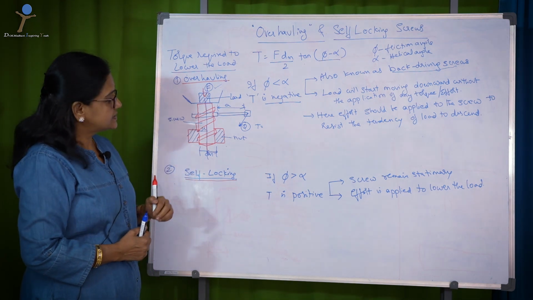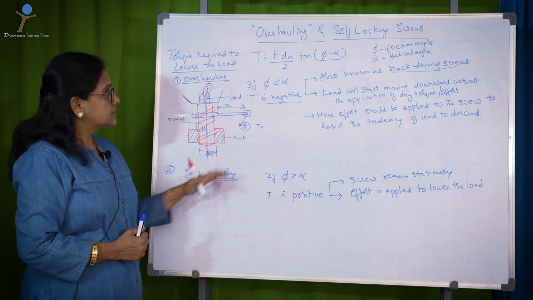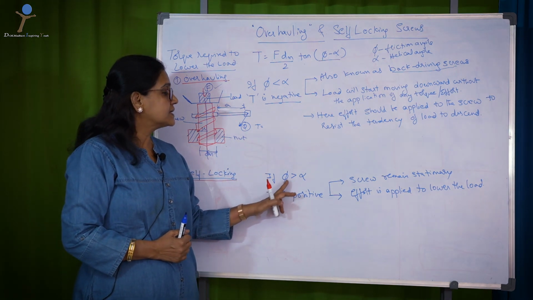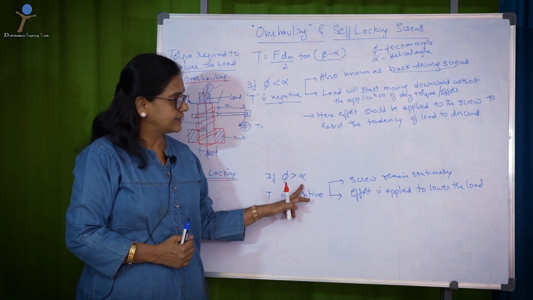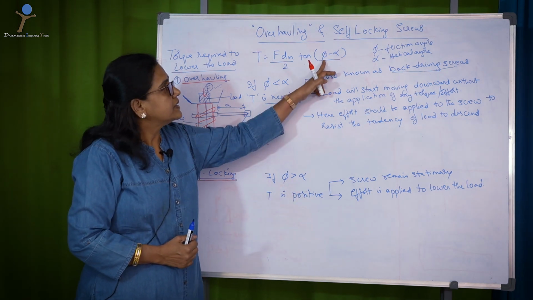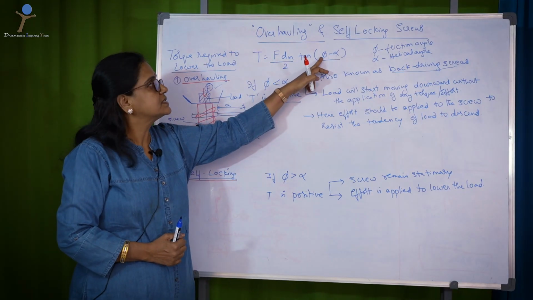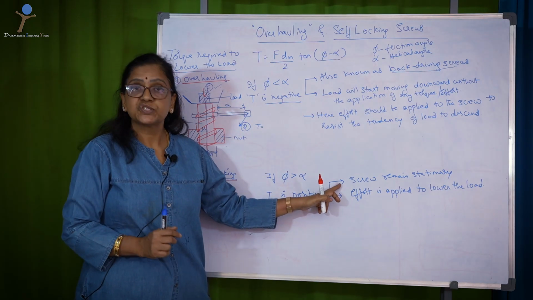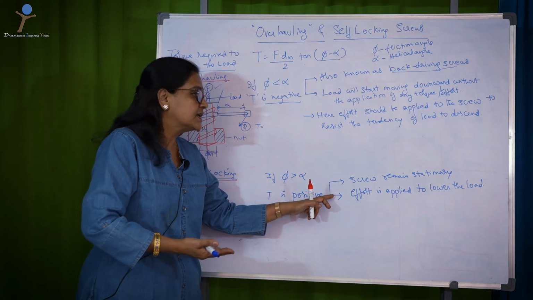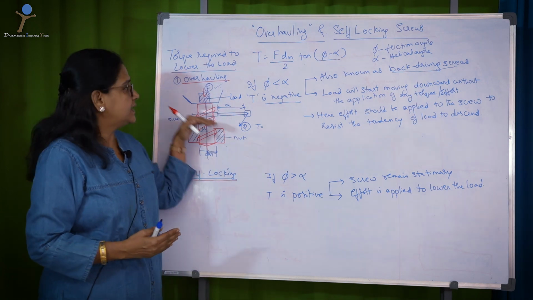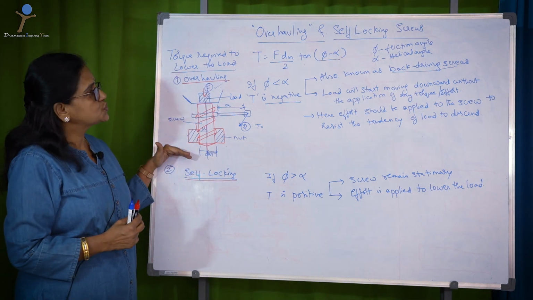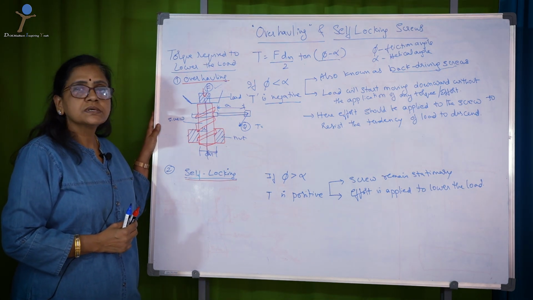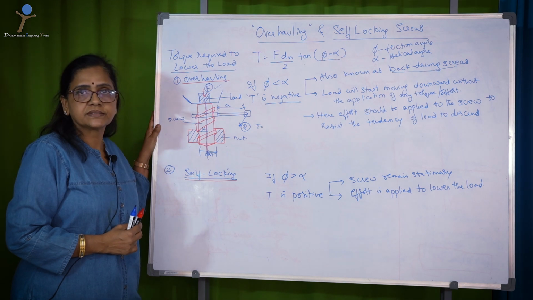The next phenomenon is self-locking, that is vice versa to this. If the friction angle is equal to or greater than the helix angle, here the torque becomes positive because this is more than this. The torque is positive. In this, the screw remains stationary and effort is required or applied to lower the load. So, these are the two important mechanisms of a power screw which are used mostly in many applications.